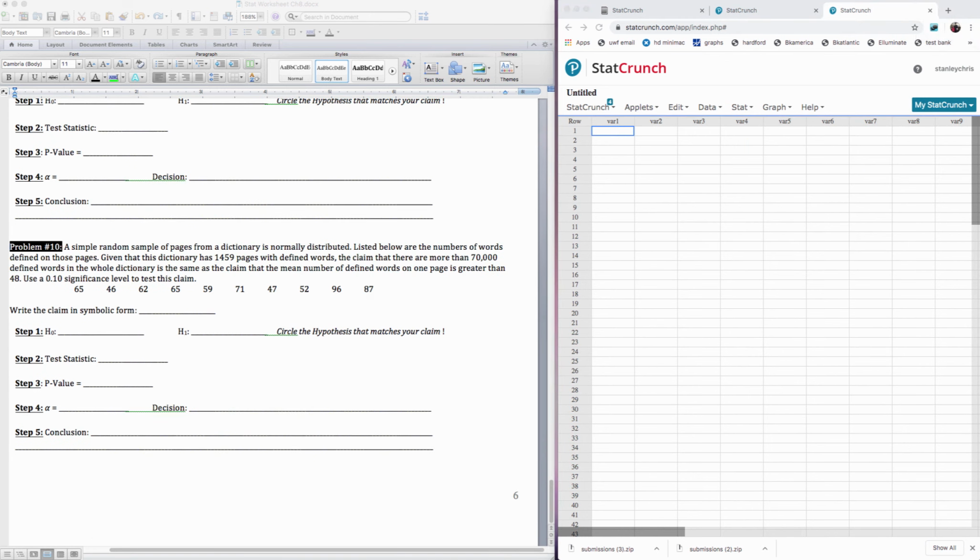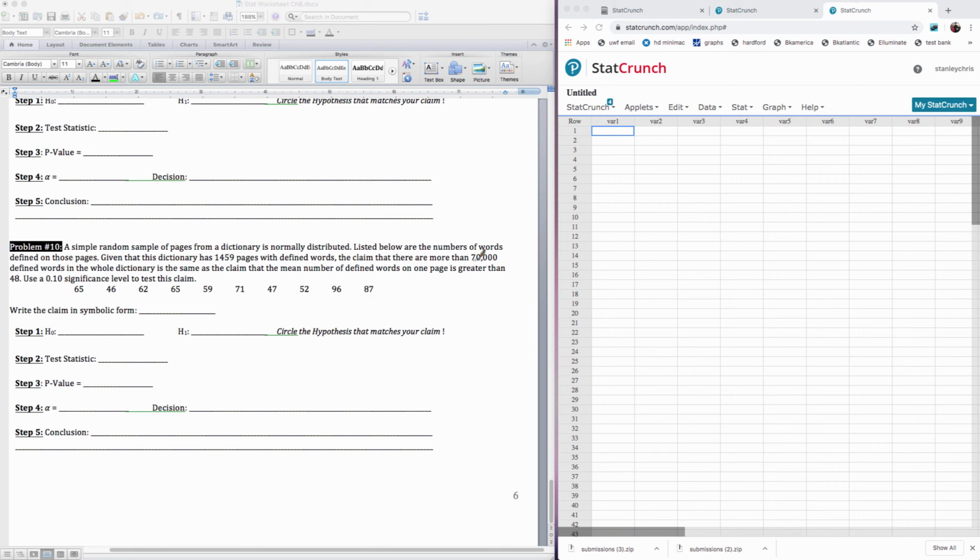Okay, and for the last question, I've already gone ahead and read this question. So go ahead and pause it and read it, and then come back. Okay, so a simple random sample of these pages from a dictionary are normally distributed. So they're really measuring the number of words on each page.